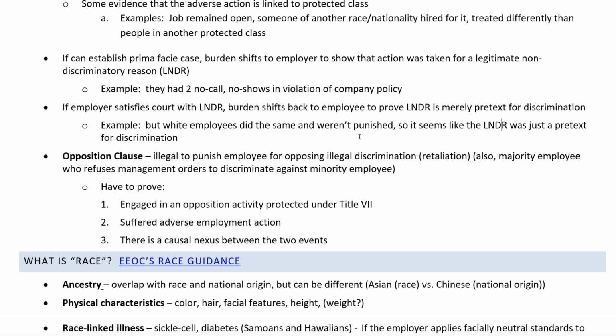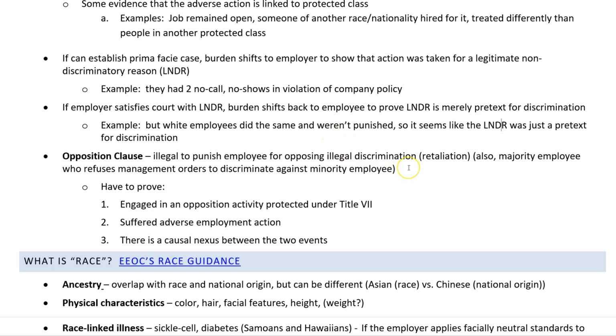Okay, so we see that burden shifting framework. First, the employee has to establish the prima facie case. Then the employer can come back and say, well, the adverse action was for a good reason. Burden shifts back to the employee to defend themselves against what the employer said and try to establish through whatever evidence you can gather that the employer's stated reason was merely a pretext for actual discrimination. So that's the framework that we have in the United States under Title VII.